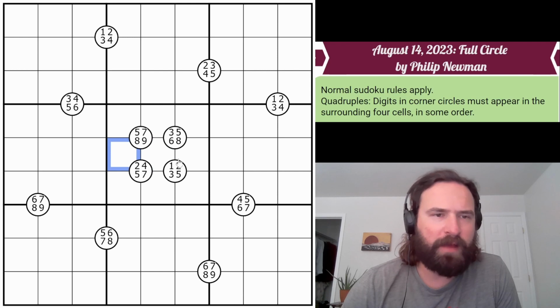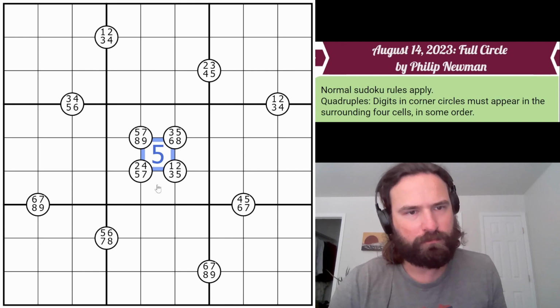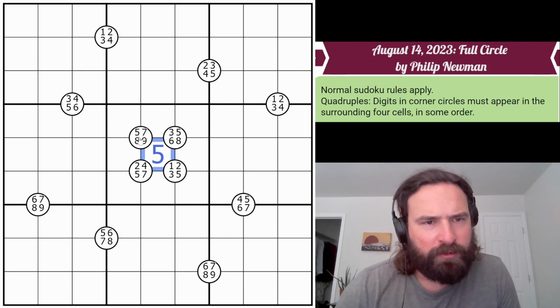So 5, I'm noticing, appears on every single one of these circles. So I think that must mean 5 goes here, because if it has to be touching every one of the circles, this is the only one that touches every one of the circles. So 5 goes there. We have 8. 8's going to be up here. 2's going to be down here.